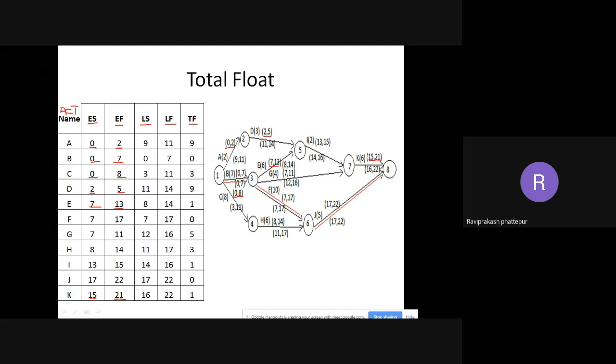particular activity. So for A, if you see, it is 9 and 11. So I have written 9 and 11 here. For B, at the bottom it is 0 and 7. Then for C, under it is 3 and 11. For D, it is 11, 14. So write 11 and 14. Similarly E, if you see, it is 8 and 14 written here. For F it is 7 and 17.